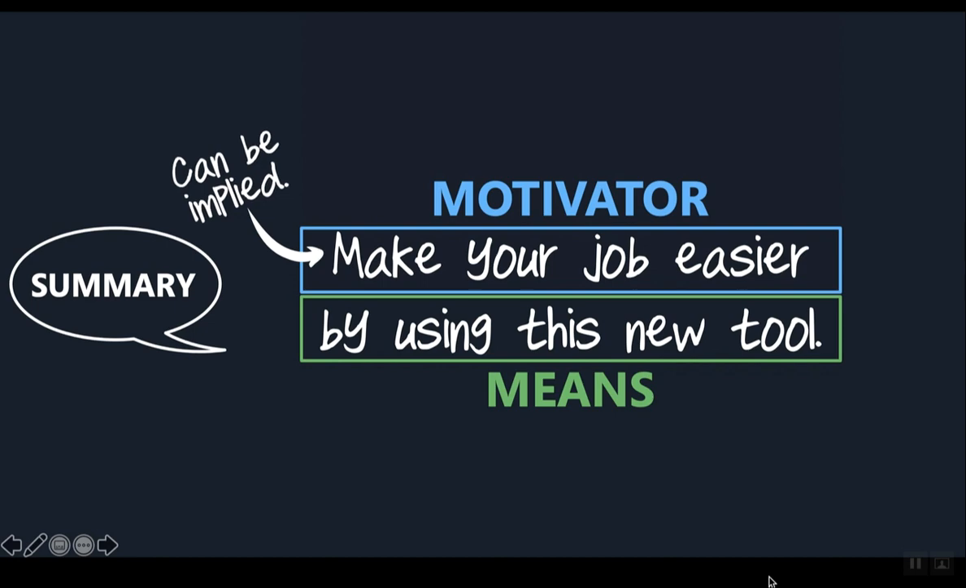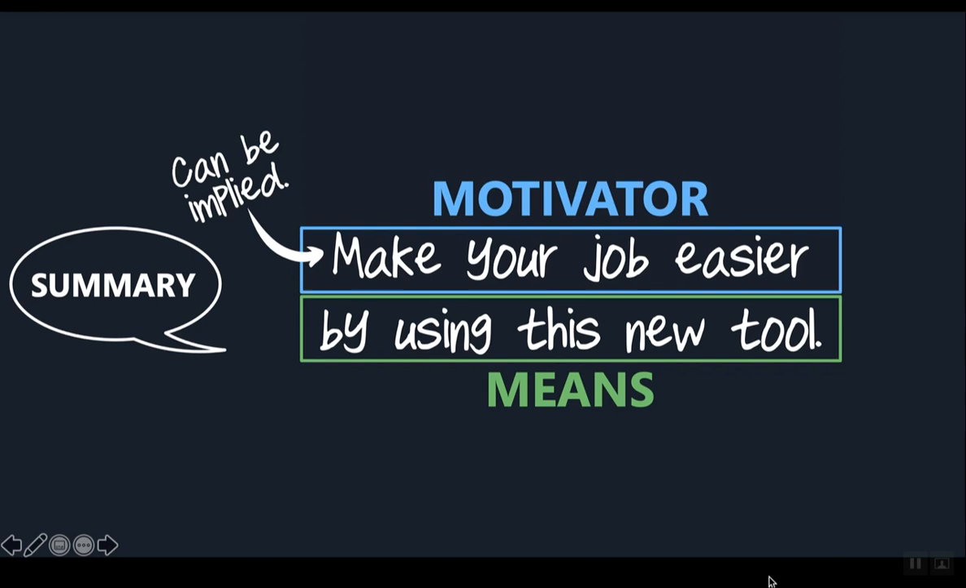We can have up to 3 because we have different audiences. For example, you may have a strategic thinker and a tactical thinker. So you can have multiple benefits that appeal to multiple stakeholders or multiple reviewers at different levels. Now, your motivator can be implied, but be careful, because sometimes we assume that the reviewer knows the benefit, and they don't.